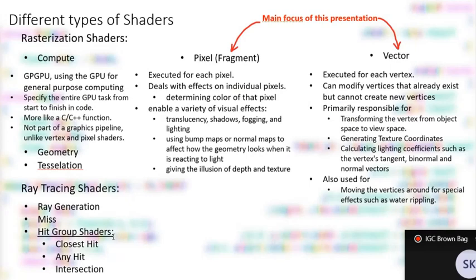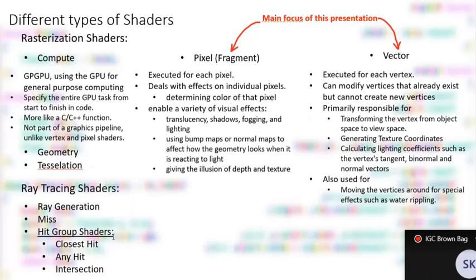Now let us look at the different types of shaders that we can have. They are in two categories. We have the rasterization shaders and we have the ray tracing shaders. So for the rasterization shaders we have vertex shader, pixel shader, also called fragment shader, compute shader, geometry shader, and tessellation shader.